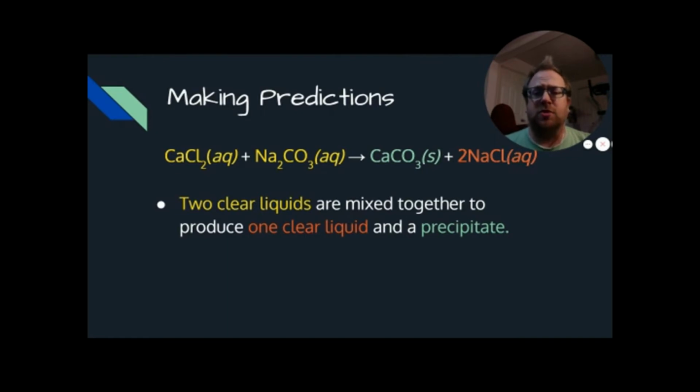So if I was to predict, I would say, okay, I'm going to have two clear liquids. I'm going to mix them together, and I should get a clear liquid. I should get some solution, and I should get a solid, some sort of precipitate. If that's what I get, I probably made a correct prediction. If I get something different, then I have an incorrect prediction, an incorrect hypothesis, and those are always fun because that means I learned something.